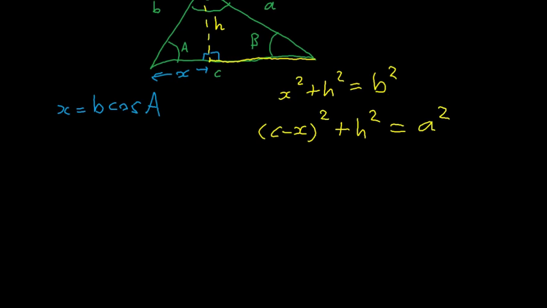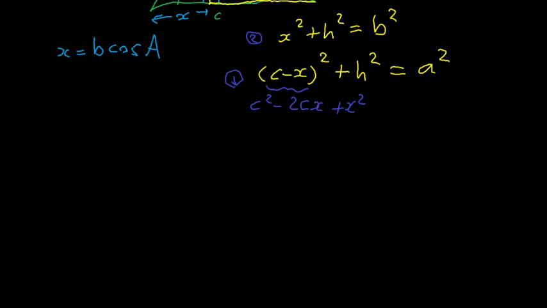Let's eliminate h from these two equations just by subtracting one from the other. Which way do I want to do that? It doesn't really matter. Let's take this one, equation 1, and subtract equation 2. So 1 take away 2. Notice expanding out these square brackets, that's just c squared minus 2cx plus x squared. Therefore, when I do the subtraction, what do I get? I get c squared minus 2cx, and this is equal to a squared minus b squared.